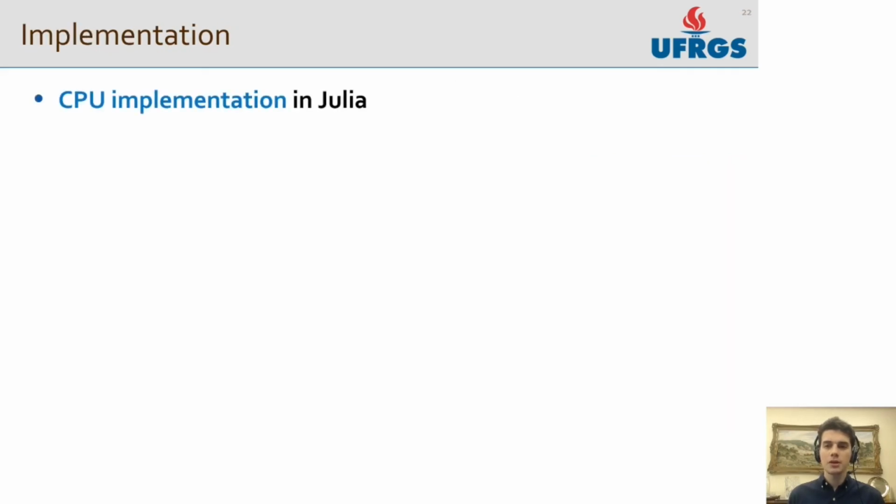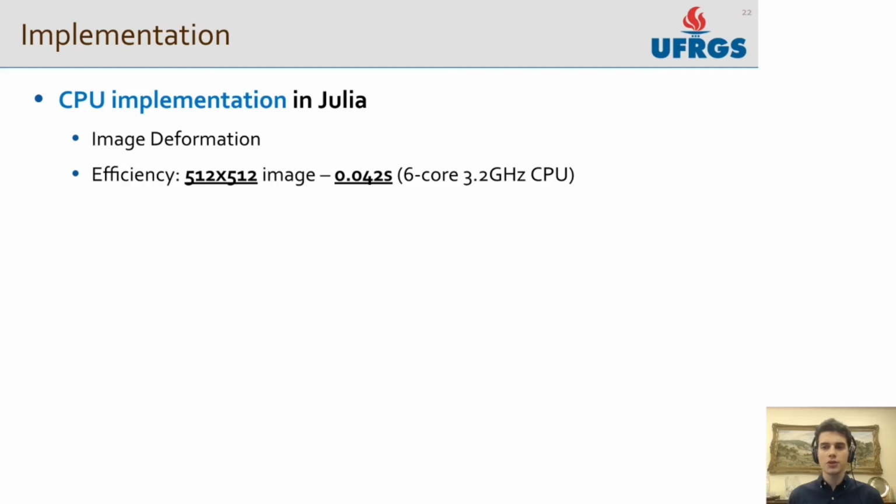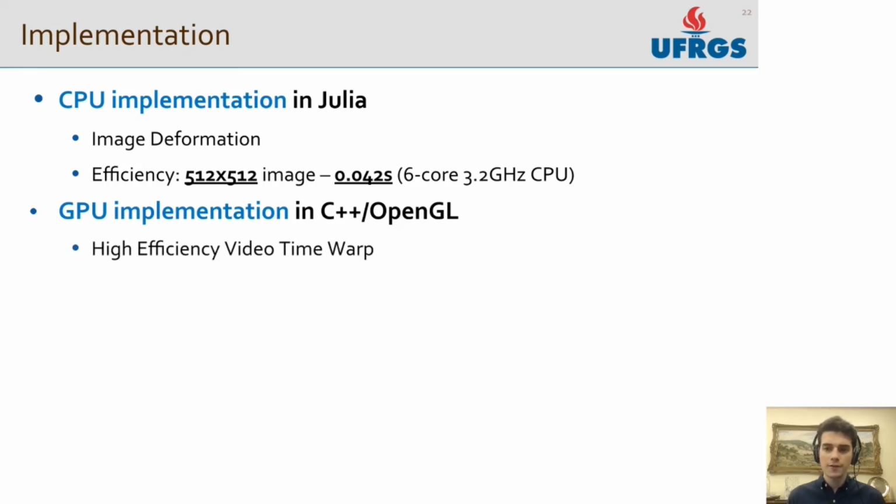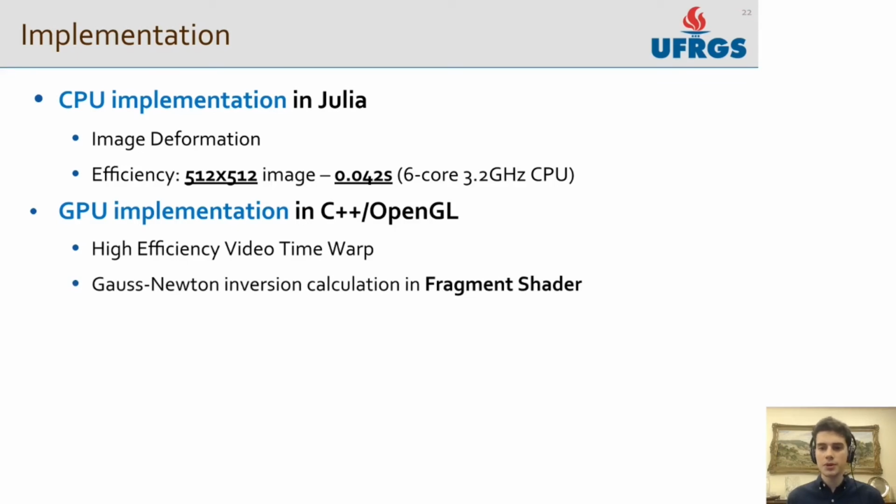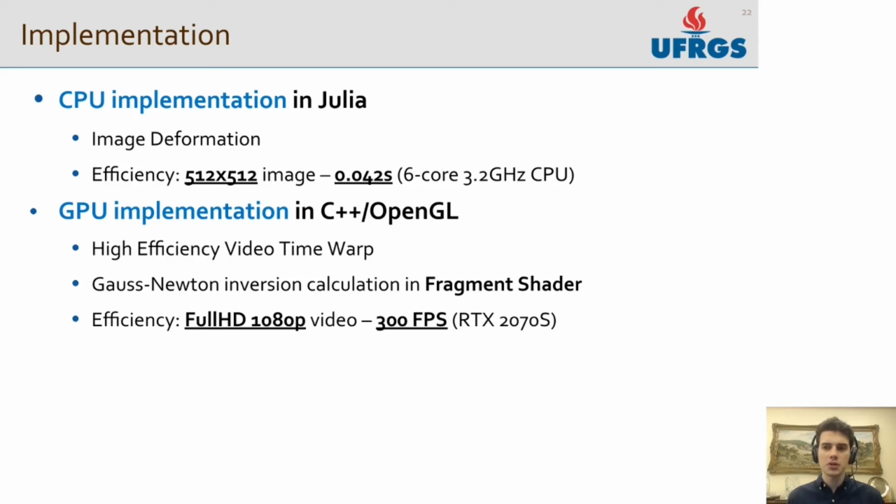We implemented our method on the CPU using Julia, which we use for computing the image deformation examples. This implementation is very efficient and easily parallelizable. We also implemented our technique on GPU using OpenGL, which we use for high efficiency video time warping. The Gauss-Newton inversion was implemented on the fragment shader, and we achieved an efficiency of 300 frames per second on a Full HD 1080p video.